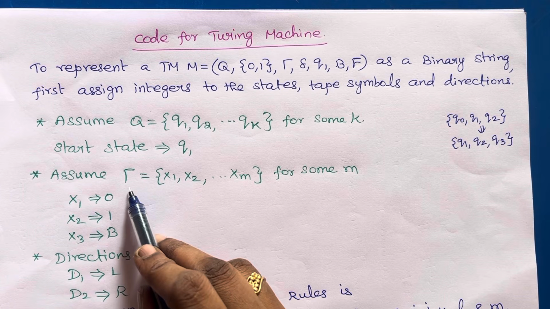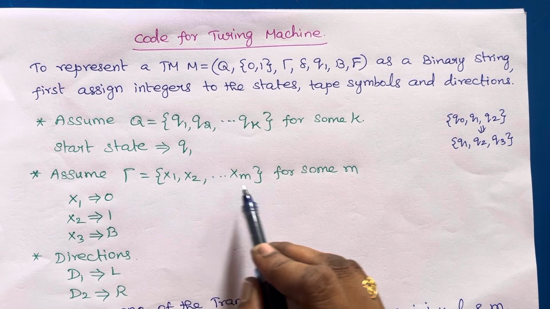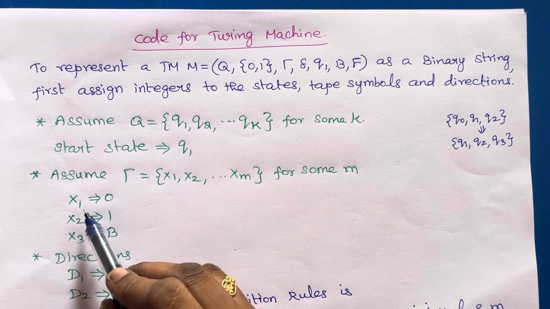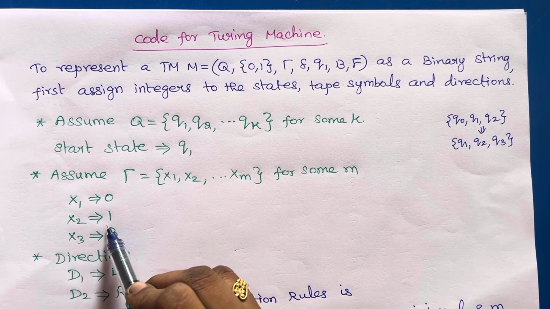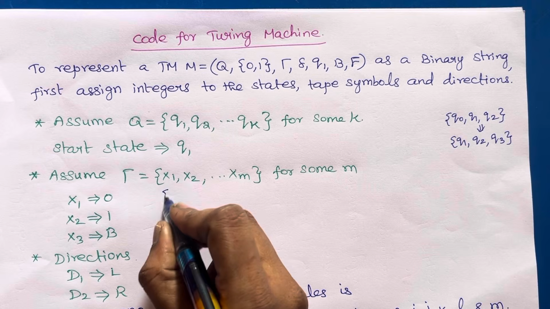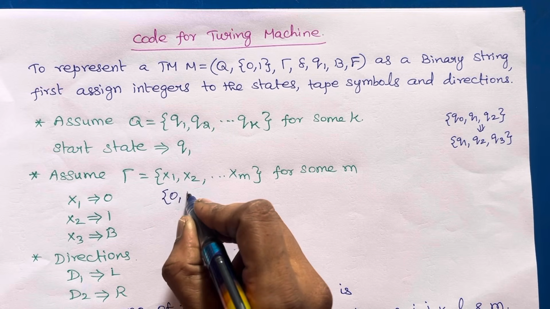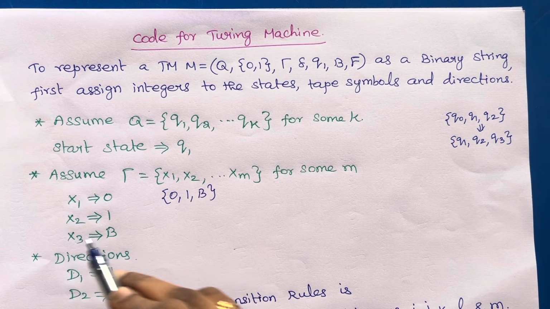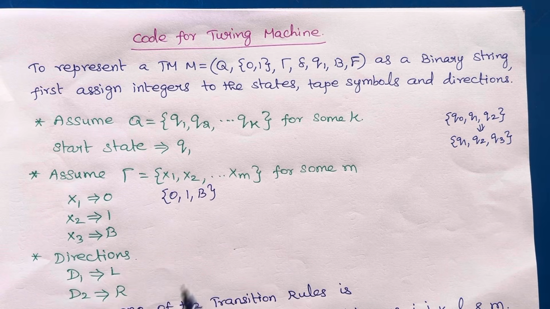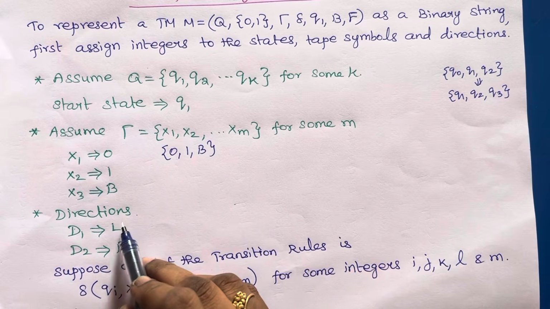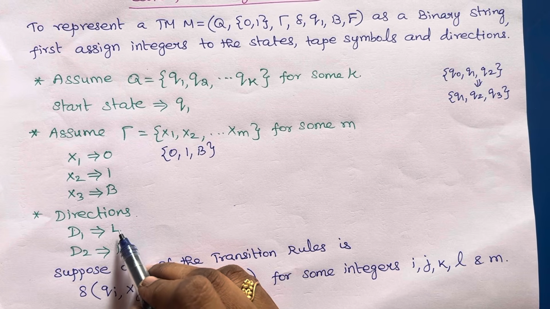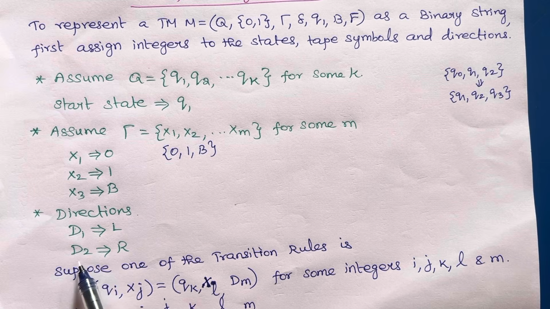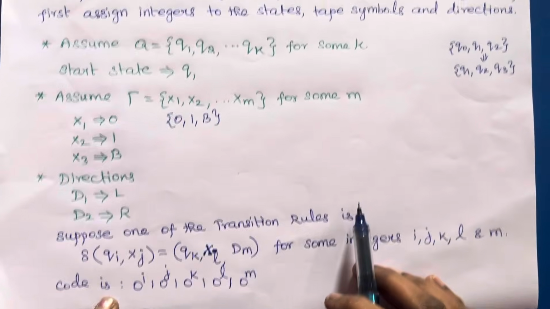Then for the tape symbols x1, x2, up to xm, for some integer m, we have to assign x1 to 0, x2 to 1, x3 to blank. So for example, if the tape symbols are 0, 1 and blank, then 0 must be mapped as x1, 1 is x2 and blank is x3. Then the directions of the tape head. The directions are left and right move. So D1 must be assigned to L and D2 is R.